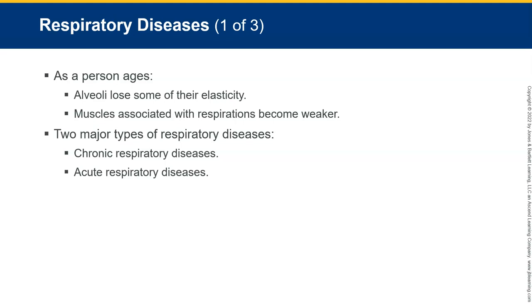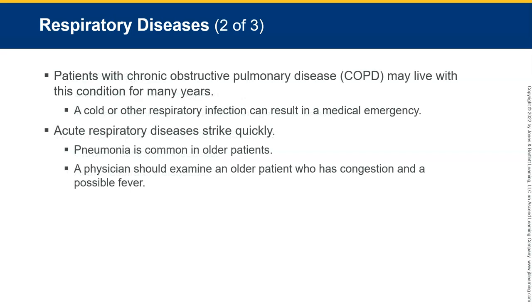Also, muscles associated with respiration become weaker with aging. As we talked about with a number of things, everything becomes weaker and not as effective. So it makes it harder for older people to cough, which we mentioned, which makes them more susceptible to a variety of respiratory infections. There are two major types of respiratory diseases: chronic and acute. Chronic is something that's ongoing, and acute is just that little upper respiratory infection that someone might have. Patients with chronic COPD, chronic obstructive pulmonary disease, may live with this condition for many years.